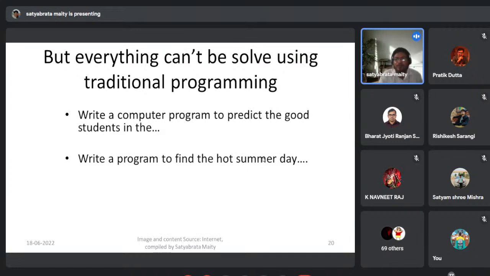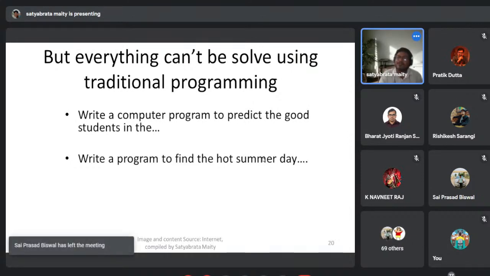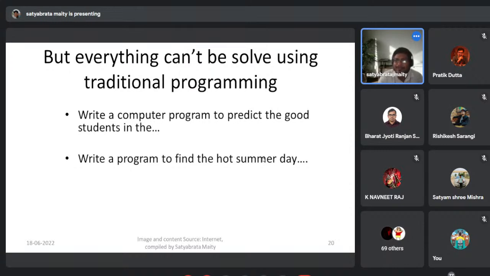I'm giving you another example: write a program to find the hot summer day. For the people of India, if the temperature is beyond 15 to 20 degrees, they can call it a hot summer day. But 15 to 20 degrees is winter in our country, a cold day. So the definition changes according to the situation. If you want to write a program, again you will face some difficulties.